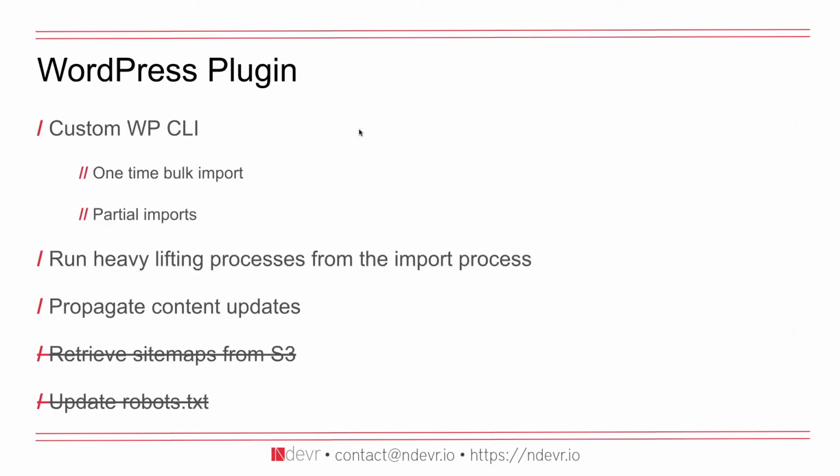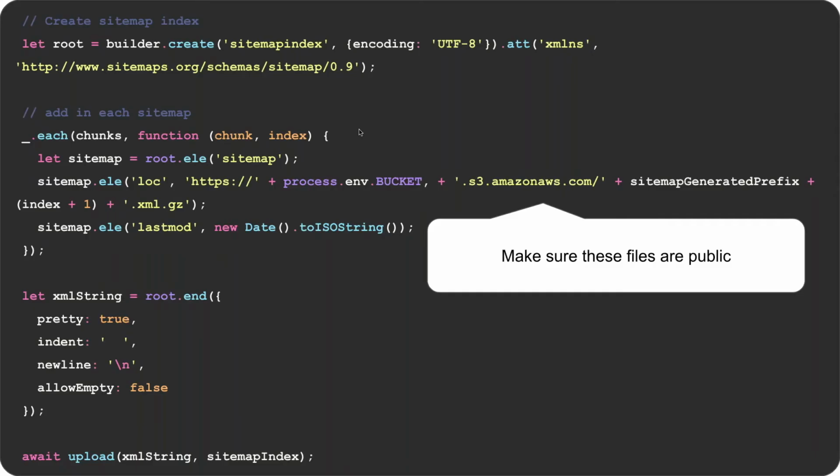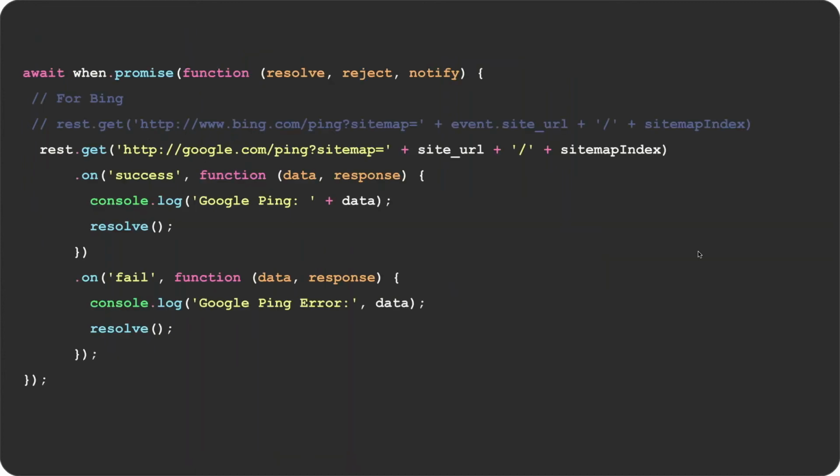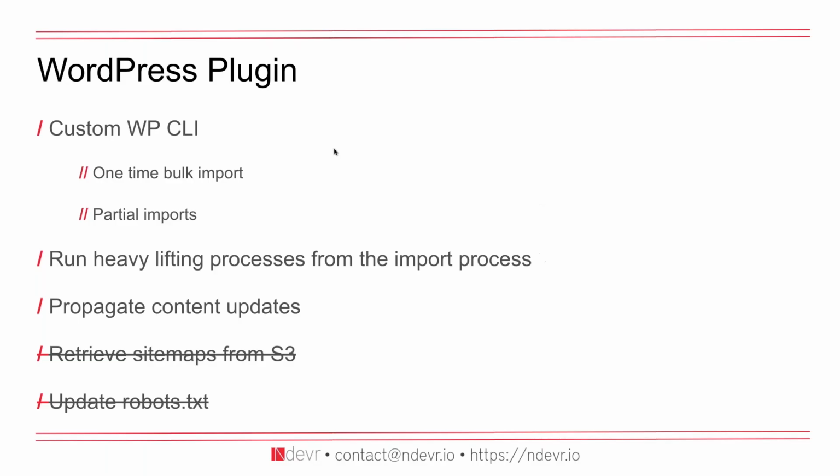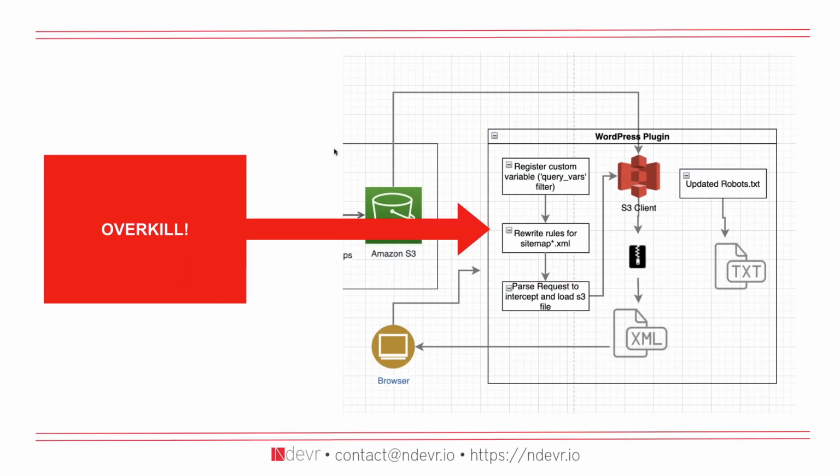So we decided to not do that and call the S3 bucket URL directly. To do that, we just need to make sure that we update the sitemap index to look at the S3 bucket URL directly. But to do that, we have to make sure that the files are public. And then when we are generating the sitemaps, we're just pinging the search engines directly. So it all came down to that from that mess.